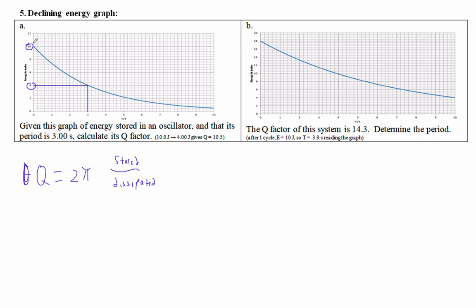Okay. Stored is 10, dissipated is 10 minus 4, so Q is equal to 2 pi times 10 divided by 10 minus 4. Notice I'm not squaring anything, because I don't need to square anything. I can just read the energy here. This isn't the amplitude. This is the energy, right?